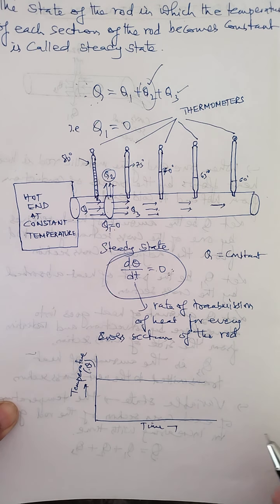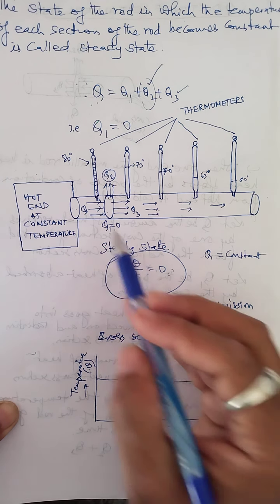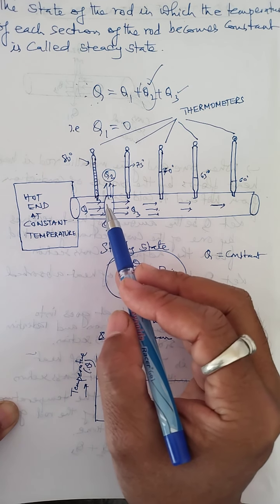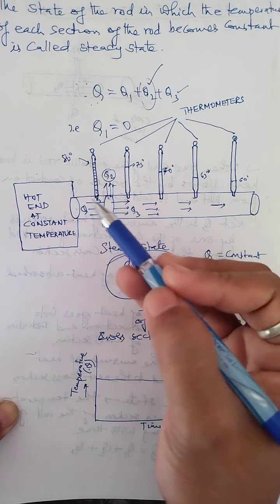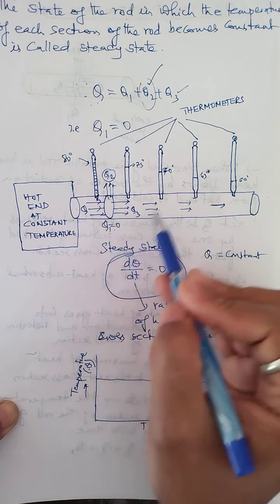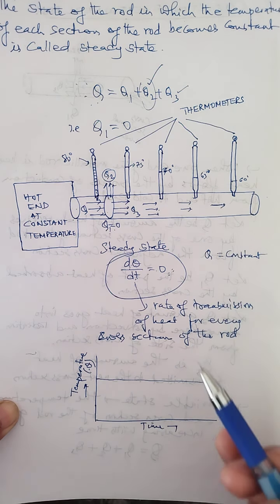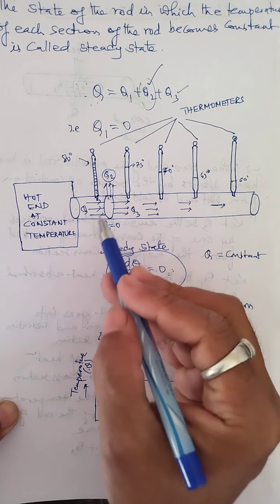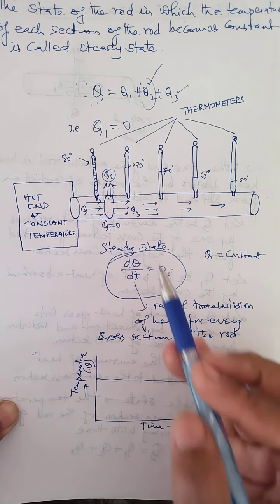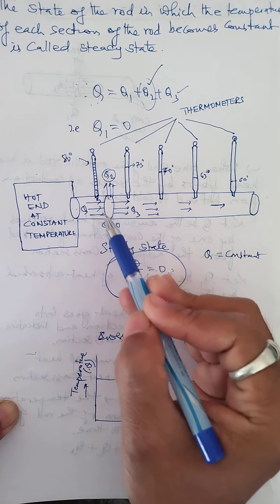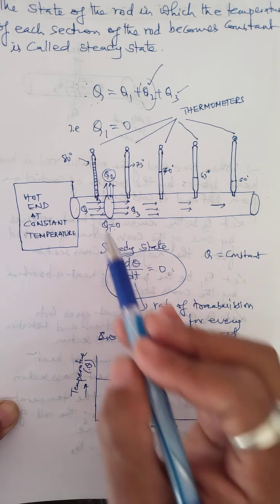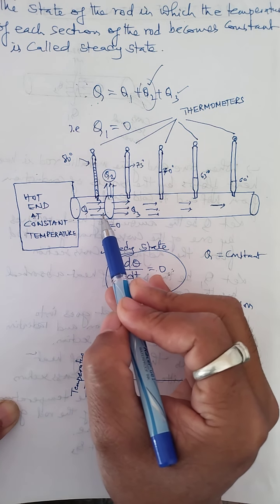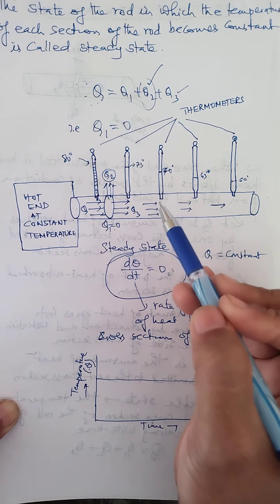But how can we trap this heat so it does not go out from the side of the rod? Simply by covering the side of the rod with some non-conducting material, meaning insulating material. So if you cover this metal rod with insulating material, under this steady state, whatever amount of heat is received by each cross section of the rod is totally transferred to the next cross section of the rod.